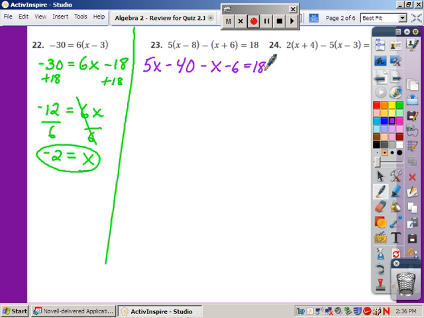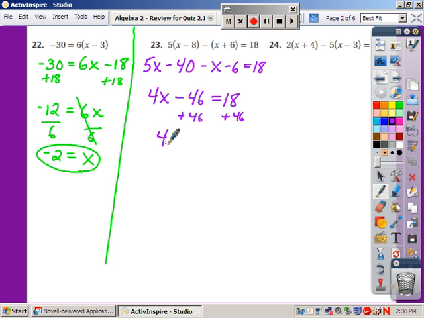Now see here, I think some people get into trouble because they start trying to move things around. Before you clean this up, you should combine like terms before you do anything else. So I've got 5x and negative 1, or just negative x. So that's 5 minus x, that's basically 4x. And negative 40 minus 6 more is negative 46, all equal to 18. See, if you do that, it makes it a much faster and much more clean solution. This would be plus 46.